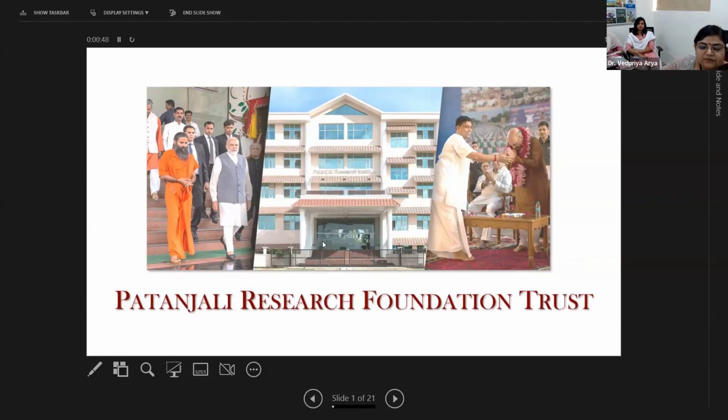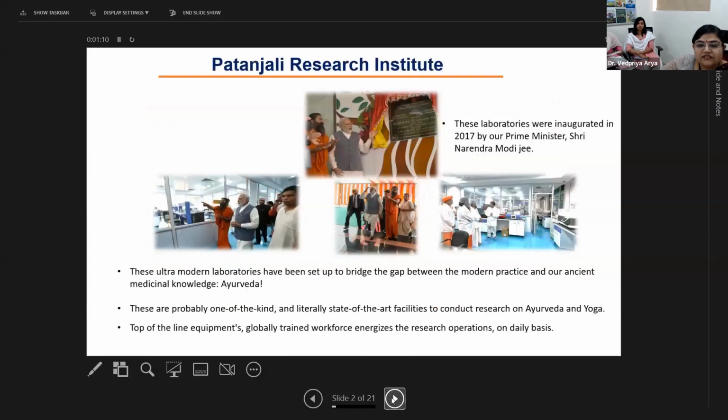So before starting, I would like to introduce very briefly the Patanjali Research Foundation Trust. However, Patanjali is a very big name and each and everybody is very much familiar with that. So I am showing some of the research highlights of Patanjali Research Foundation Trust. As you are much aware, it was inaugurated in 2017 by our Prime Minister, Shri Narendra Modi ji. And we have ultra modern laboratories.